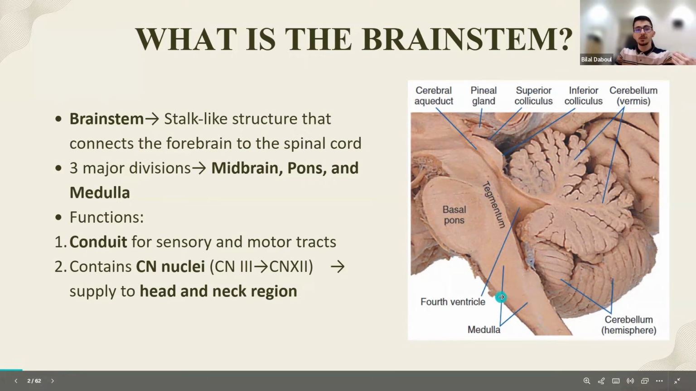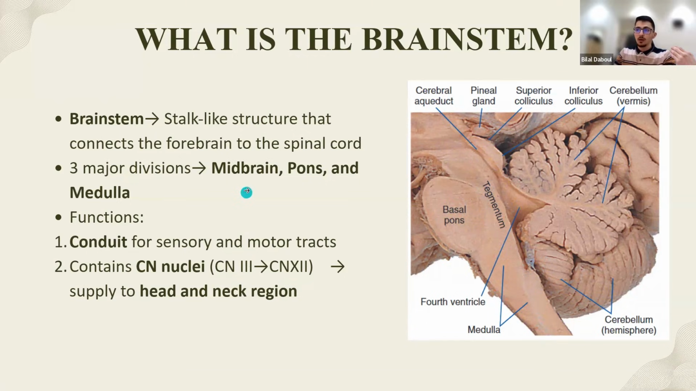Now we have three major divisions of the brainstem. Most superiorly you have the midbrain, then you have the pons and the medulla. As the name implies, the midbrain connects the lower portions of the brainstem to the upper portions of the brain. The pons is Latin for bridge, because if you look at a gross specimen, the pons spans the two cerebellar hemispheres. So it looks like a bridge that connects the two.